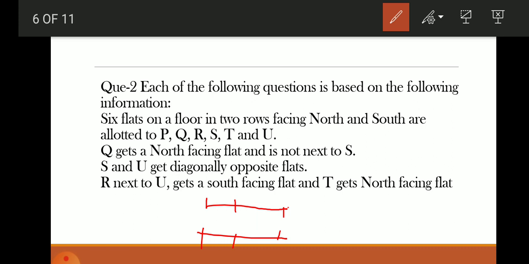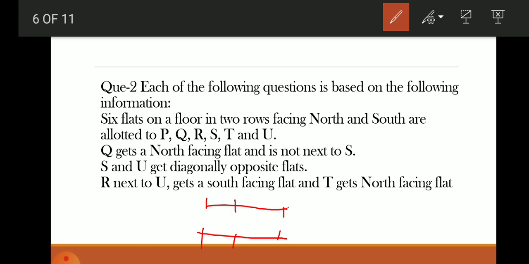So according to these 3-4 sentences given, you need to plot here. In the first sentence you didn't get exactly where to place Q and S. So wherever from that paragraph you get the information to place the flat, you can start from that sentence only. So here I have one sentence: S and U are diagonally opposite flats, and one more, R is next to U, U gets a south facing flat.